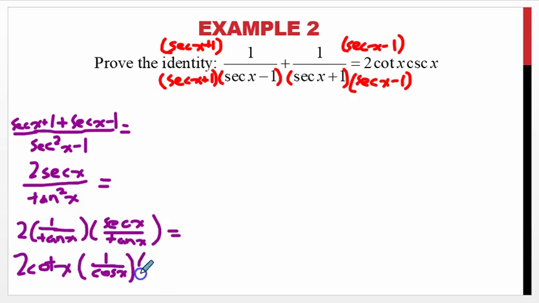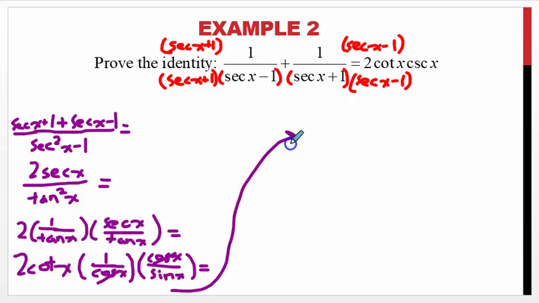But I'm going to use keep change flip on this. So instead of dividing by sine over cosine, I'm going to multiply by cosine over sine. So instead of dividing by a number, you can multiply by the reciprocal. A lot of you guys learned that as keep change flip. And the reason this was useful is because that makes the cosines from these two products cancel out. And so since I've run out of space, I'm going to carry this over here.